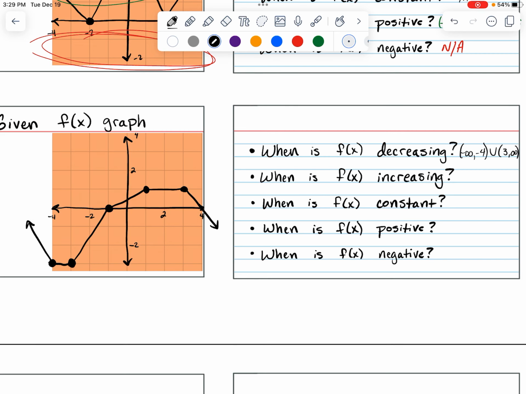When is f of x increasing? Well, that's when the graph is going up. And so that's going to be from -3 all the way until 1. When is f of x constant? Well, f of x is constant when the graph is flat here, and that's going to be from 1 to 3.